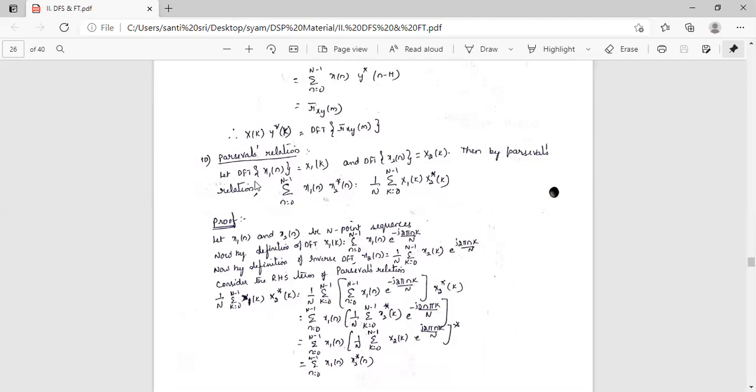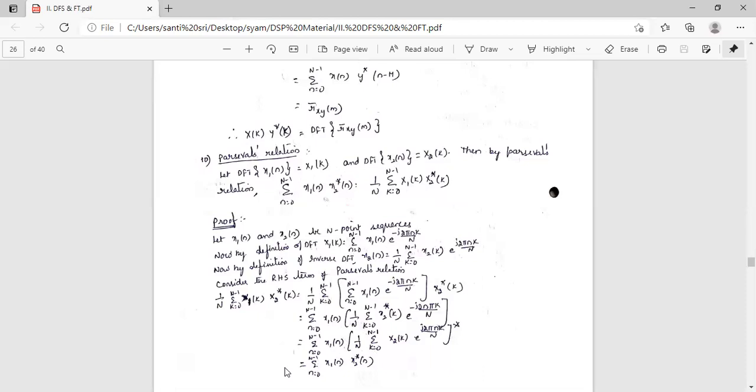So Parseval's relation states that DFT of x1 of n is x1 of k and DFT of x2 of n is x2 of k. Then by Parseval's relation, sigma n equal to 0 to N minus 1 x1 of n into x2 star of n is equal to 1 by N into sigma k equal to 0 to N minus 1 x1 of k into x2 star of k. Hence it will be proved. So 1 by N into sigma k equal to 0 to N minus 1 x1 of k into x2 star of k is equal to sigma n equal to 0 to N minus 1 x1 of n into x2 star of n, right? So it is the Parseval's relation.